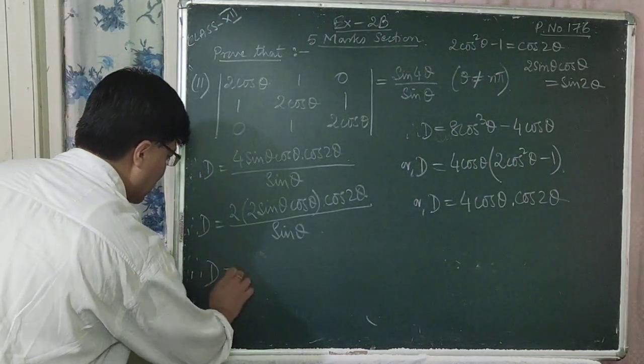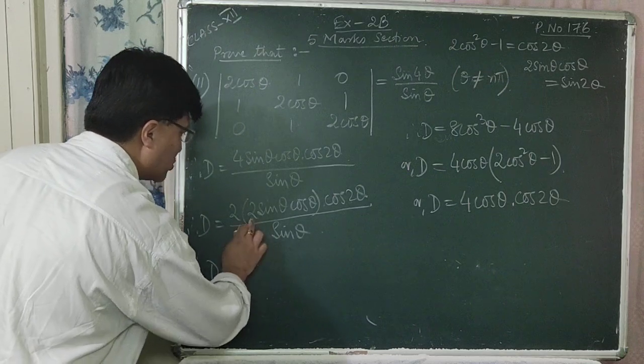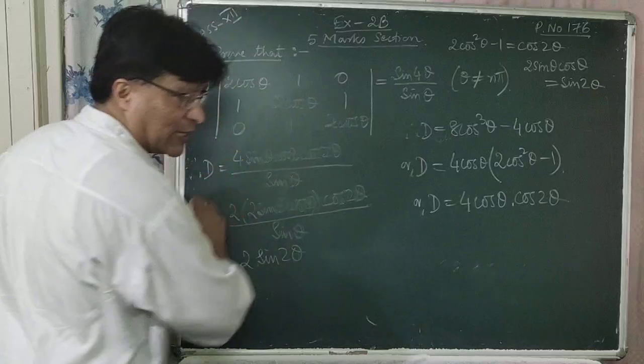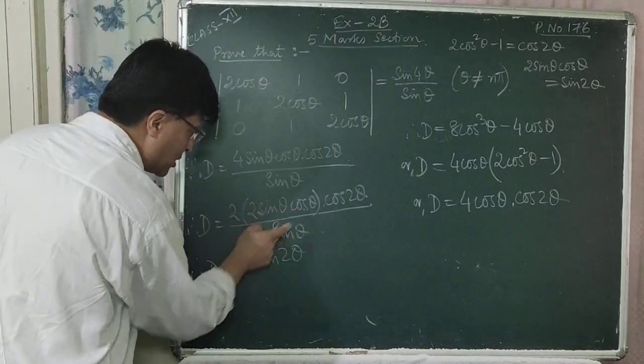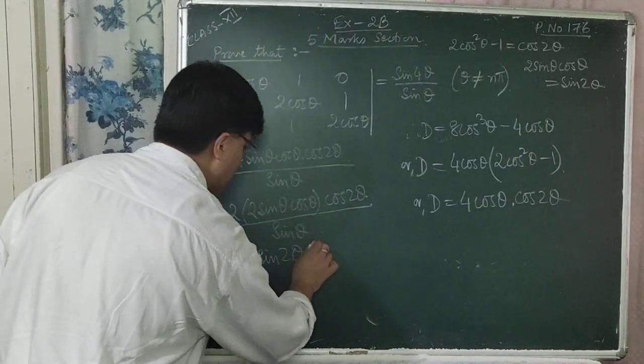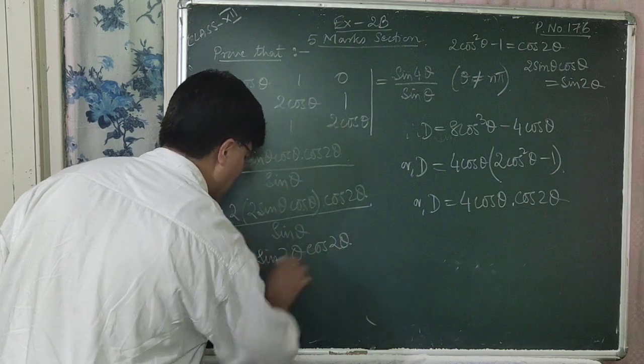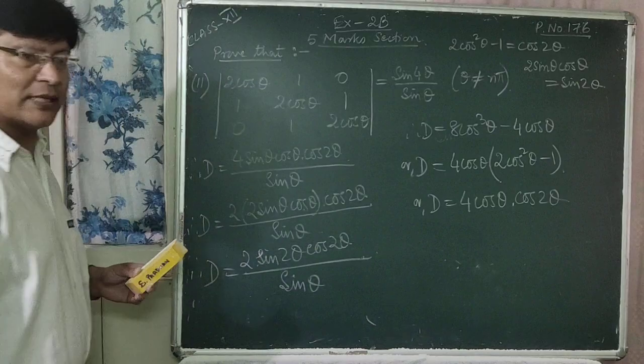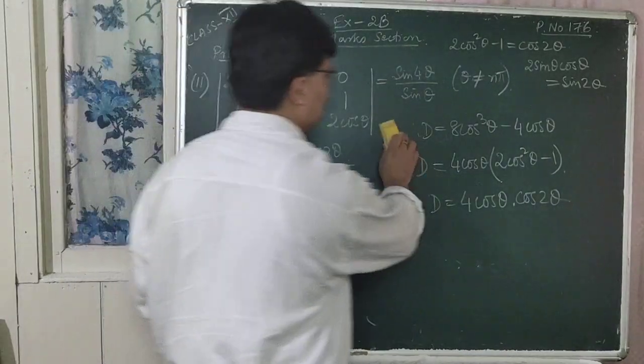Next, D is equal to 2 into, what is 2 sin θ cos θ? The formula there is sin 2θ. So instead of 2 sin θ cos θ, you can write sin 2θ into cos 2θ, this whole divided by sin θ. Is that clear now?